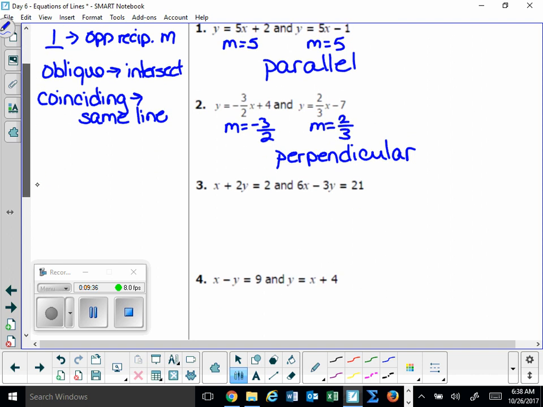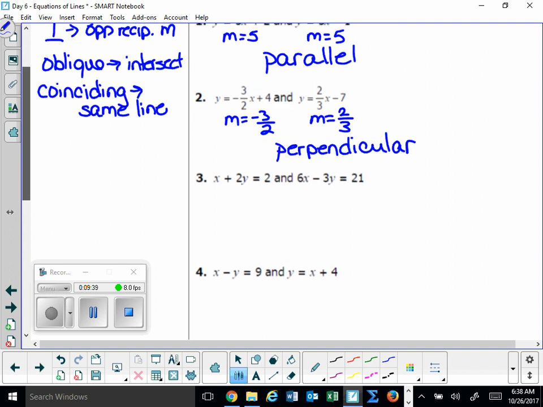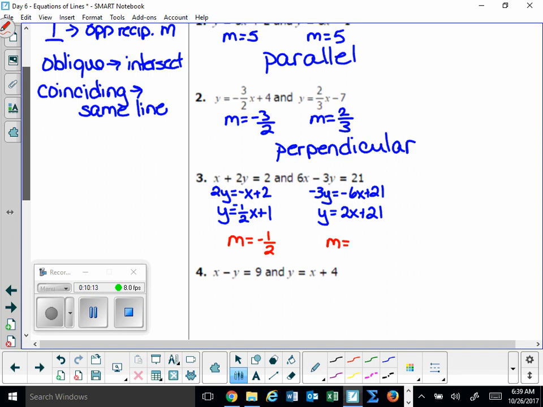Number 3 is a little more work. They did not give me slope-intercept form, so that's what I need, right? I'm going to subtract x from both sides, and then I'm going to divide by 2. For the second equation, I'm going to subtract 6 from both sides, and then I'm going to divide by negative 3. All right, so in the first equation, my slope equals -1/2. In the second equation, my slope equals 2. Those are opposite reciprocals, so these lines are perpendicular.